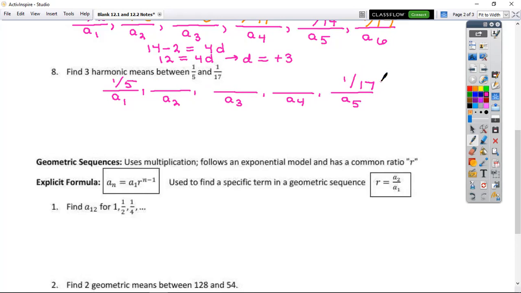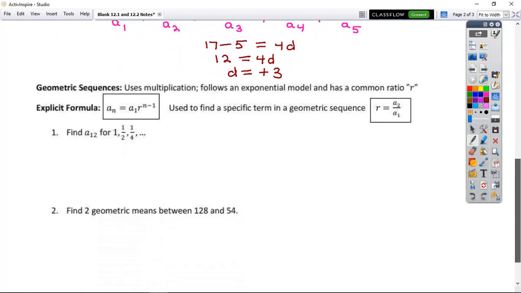If you can eyeball this pattern, go for it. If you want a concrete formula that works every time, it's the same thing as I did above. 17 minus 5 equal to 5 minus 1 would be 4D. So I get 12 equal to 4D. Is it the same pattern? Yes, it is. So D equals plus 3. So I would have 1/8 and 1/11 and 1/14. Okay, so just like that. How are those, okay? Just kind of looking at your reciprocal, and then to get that pattern on the bottom, you were just looking for what did you add on.